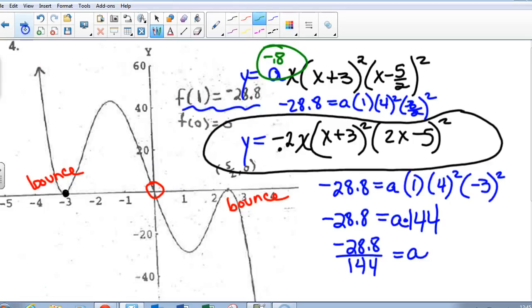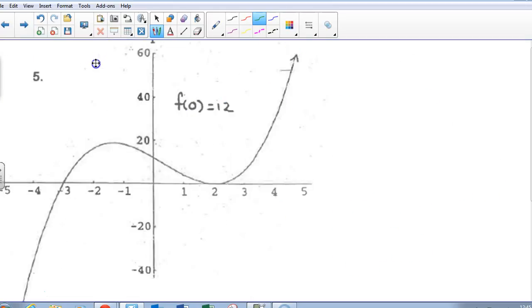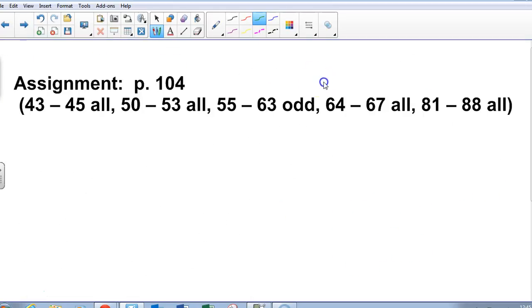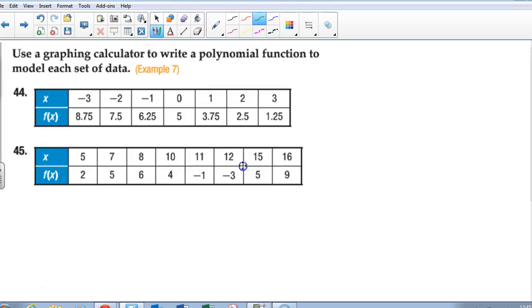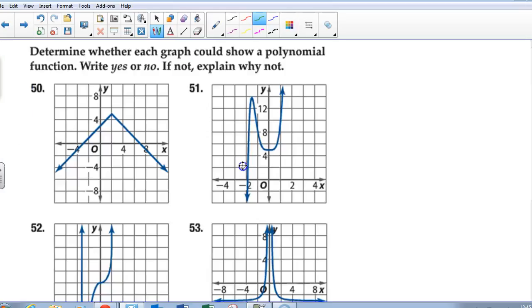Okay. You need to finish this worksheet for your homework. Please listen closely here. You also need to do this book assignment. Watch up here. Guys, I got 2 minutes. Watch. The first 3 you are assigned are find the best polynomial function. Then these are yes or no questions. Can this be a polynomial function? Remember, it's got to be a smooth, continuous curve.